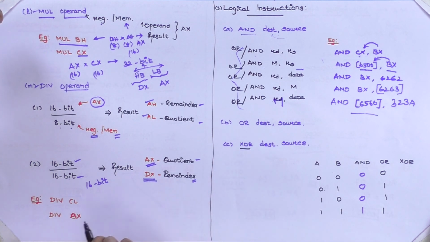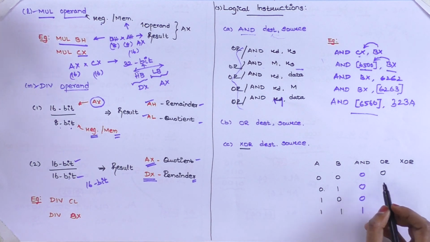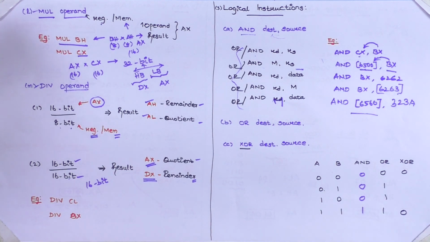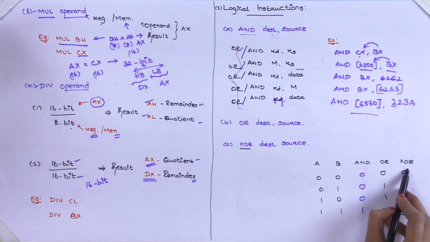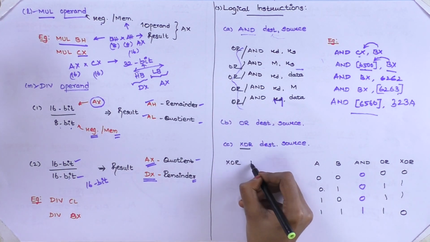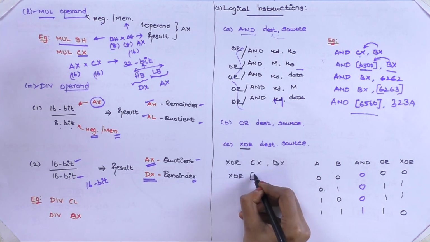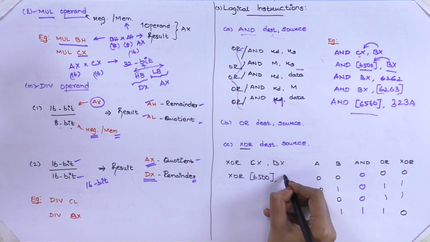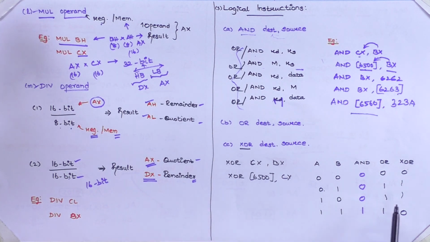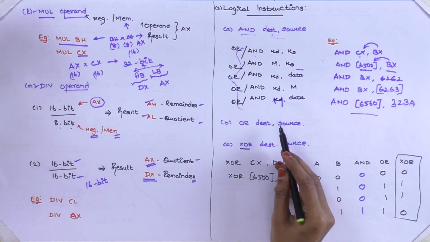The next is XOR. When you perform XOR between the same values you get 0, and with different values you get 1. This is the truth table for XOR. The same formats apply: XOR register, register; XOR memory, register. But the operation performed is XOR. The format is the same as for AND and OR.